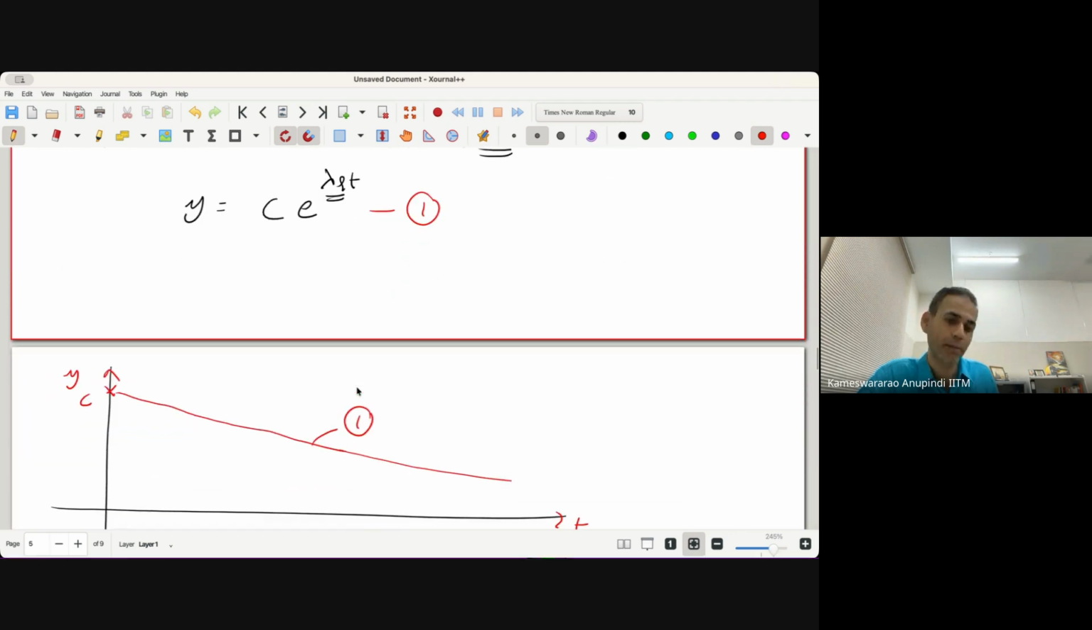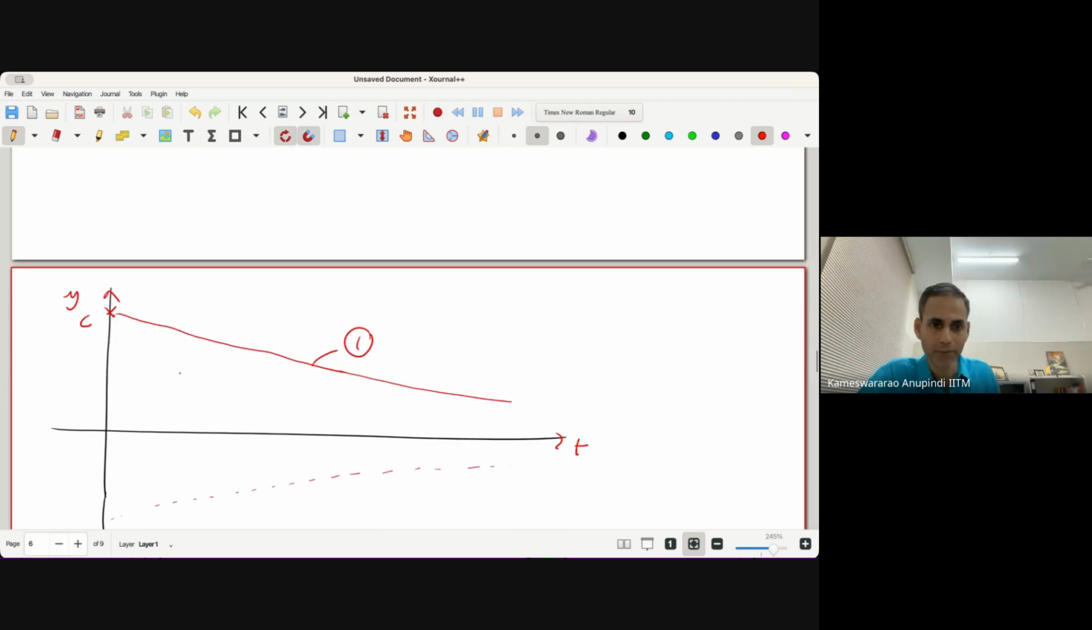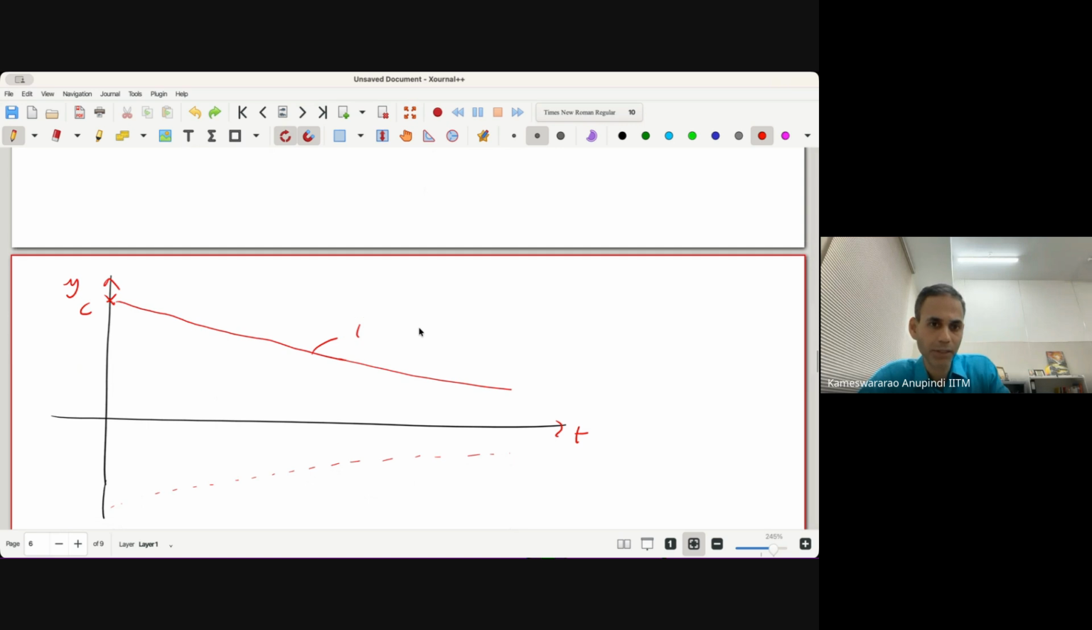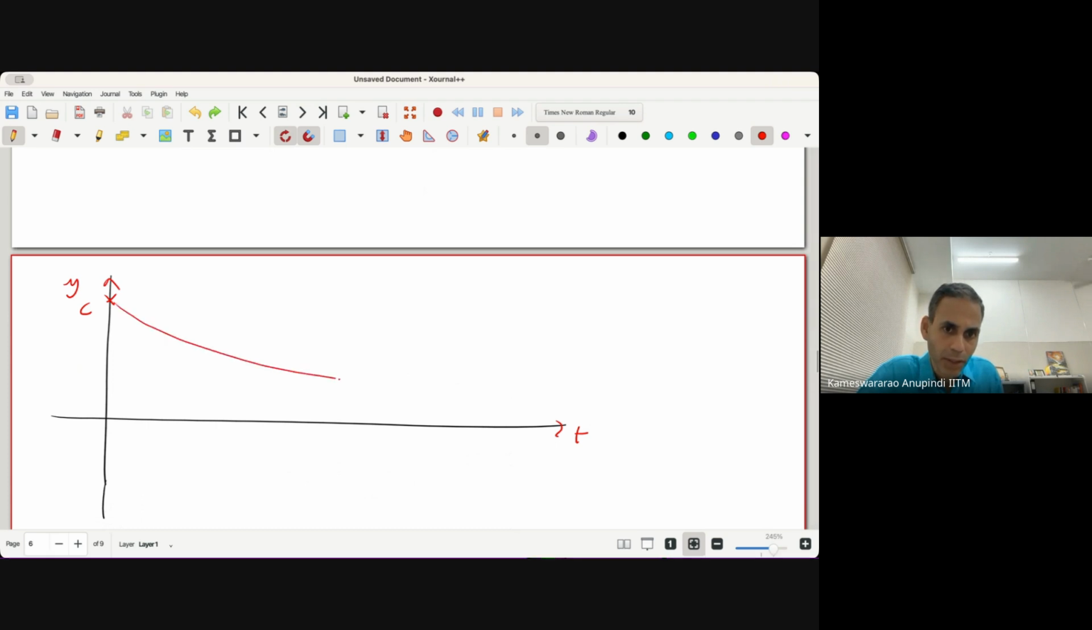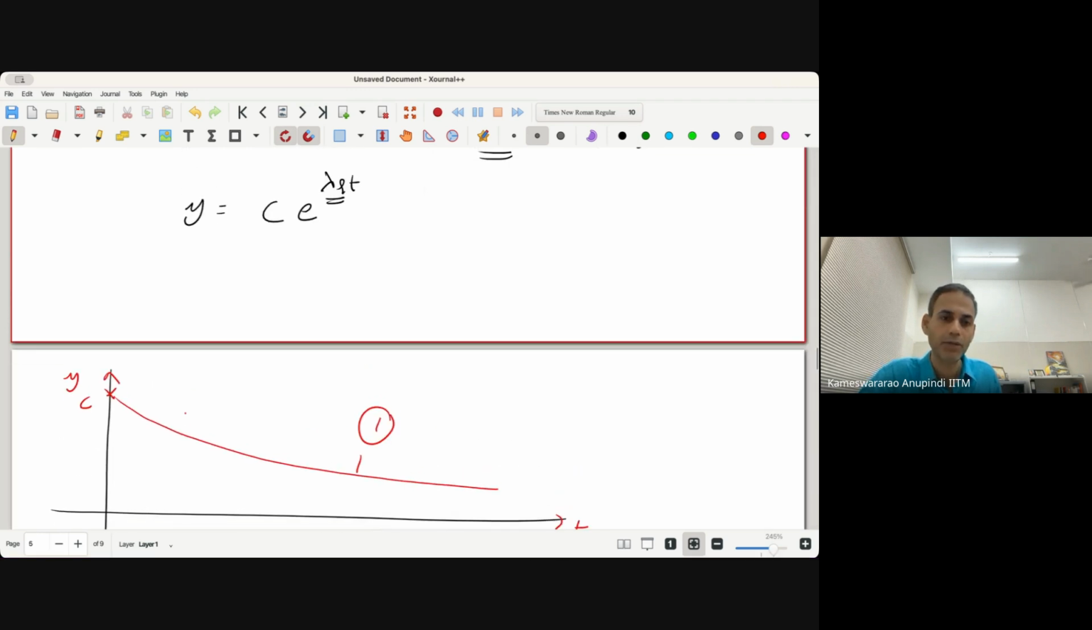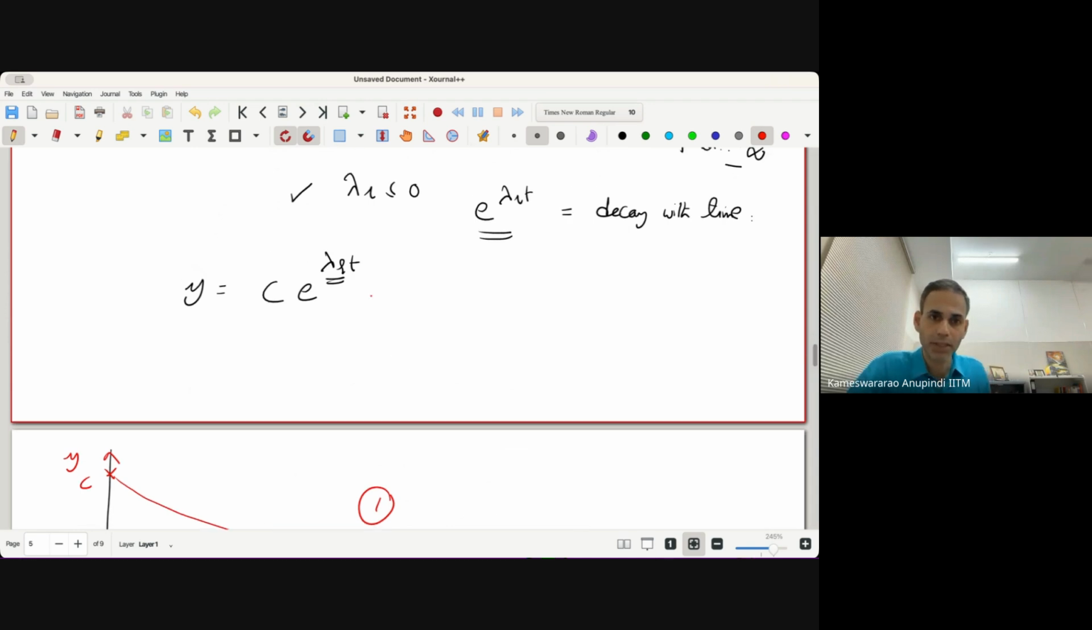I've not drawn it so nicely. It's not linear actually. Let me draw it slightly better. So it's kind of decaying exponentially. Okay, I think that is better. This is the first part of the solution. It's going to define your amplitude, right? The amplitude is decaying like this. That is what it's going to define.